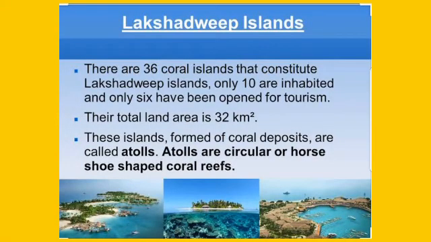Children, we have discussed earlier that Lakshadweep Islands are formed by the coral reefs. There are 36 coral islands that constitute Lakshadweep Islands. Only 10 are inhabited. What is the meaning of inhabited, children? Where people live. And only 6 have been opened for tourism. The total land area is around 32 square kilometers. These islands formed of coral deposits are called atolls. Atolls are circular or horseshoe-shaped coral reefs that you have seen in the video earlier.